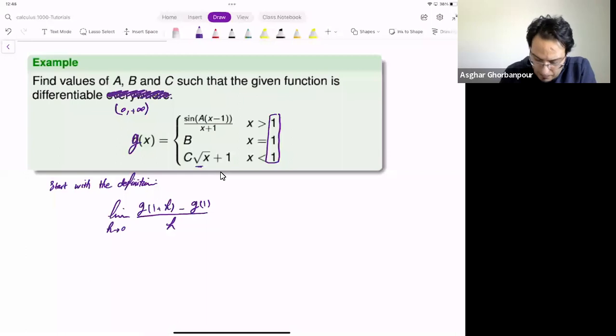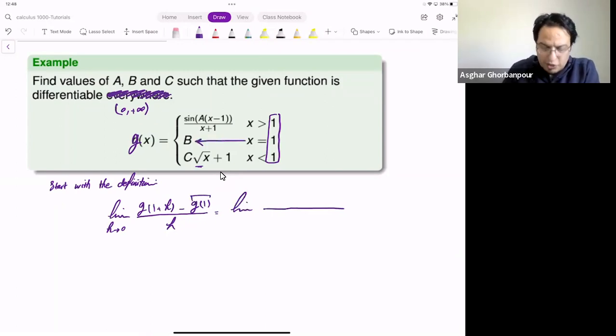But here I see that I can evaluate g at 1. G at 1, no matter what is b, whatever the value of b is, it's going to be the value of the function at 1.